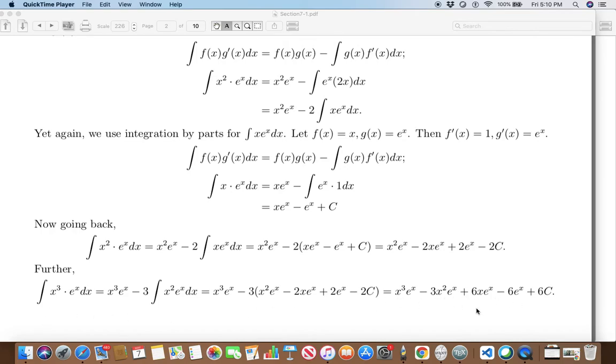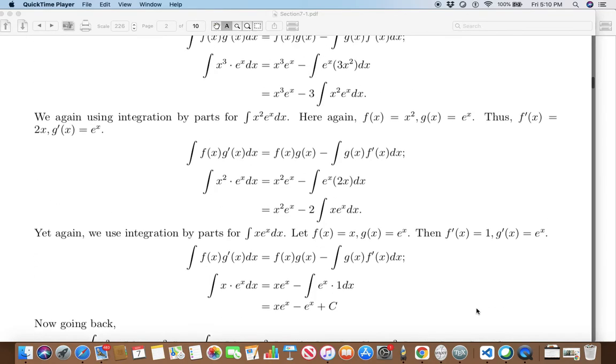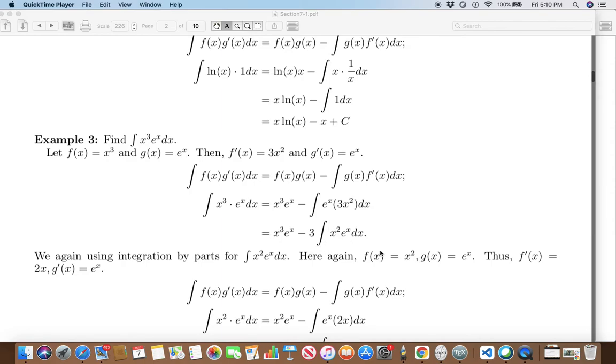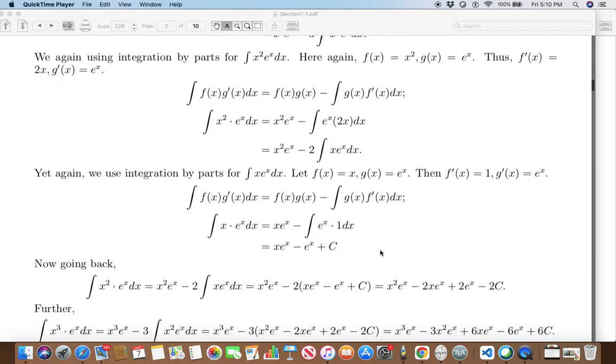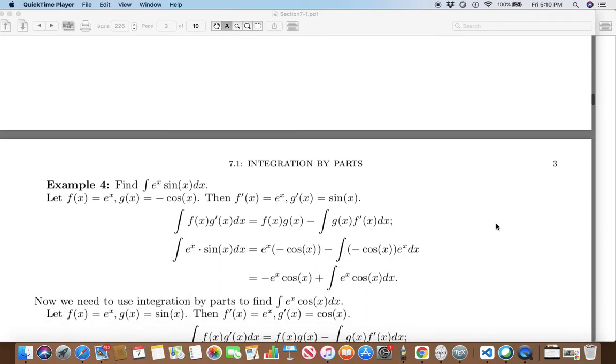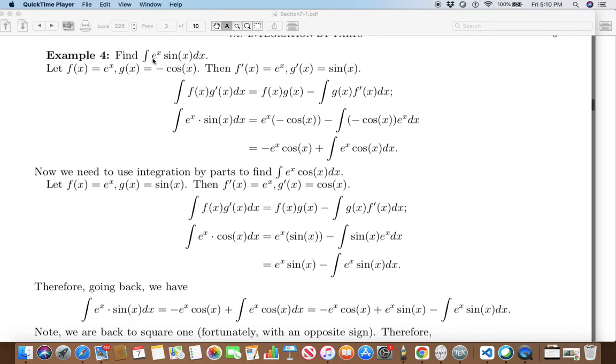So this is a nice example to see that you might need to find integrals repeatedly until your problem resolves completely. Okay. Next example, integral e raised to x sine x.